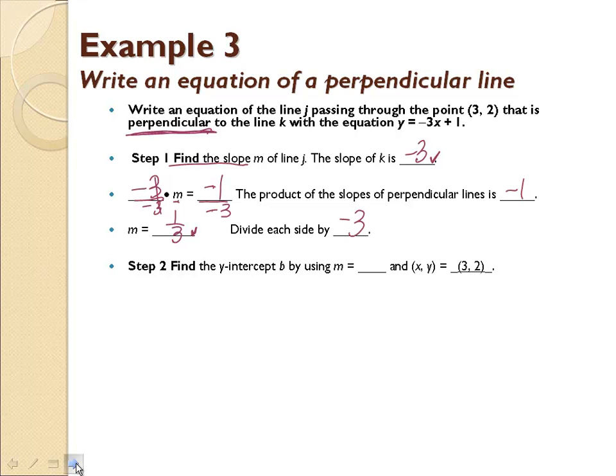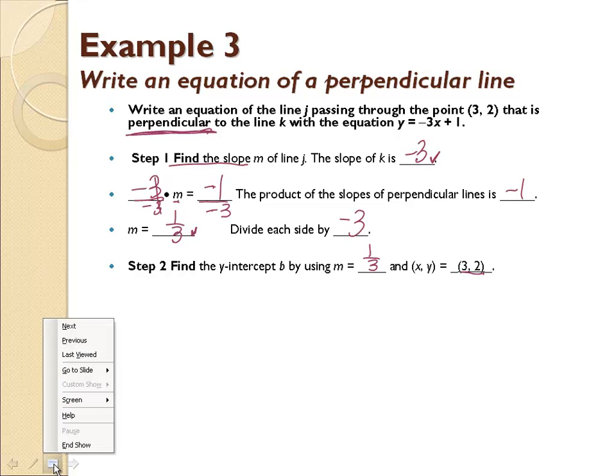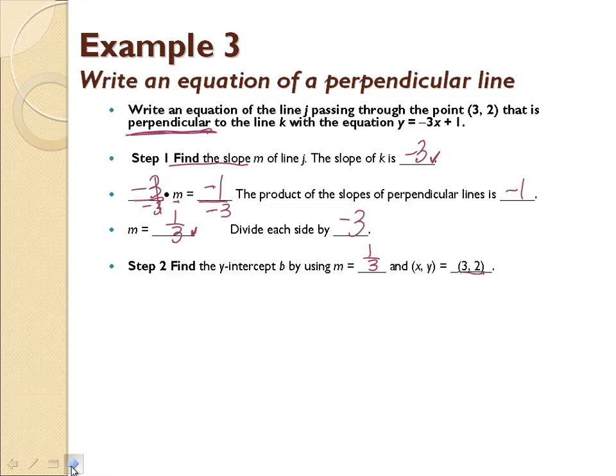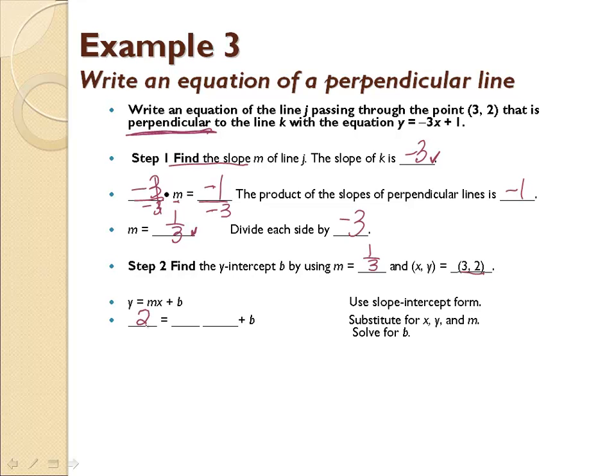We're going to use our slope of 1/3, so we're using our new slope, our perpendicular slope, and our ordered pair is 3, 2. So y equals mx plus b is our slope-intercept form. Instead of y, we're going to plug our 2 in there because that's our y coordinate. Instead of m, we're going to plug 1/3 in here, times, instead of x, we're going to plug 3 in here, and we're going to keep the plus b because that's what we're solving for.